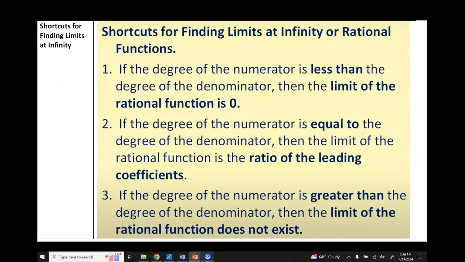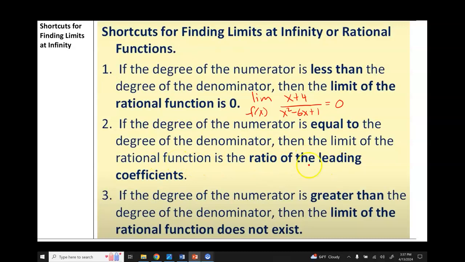If you want a shortcut, if the degree of the numerator is less than the degree of the denominator, then the limit is going to be 0. So for example, if I have the limit of f of x, let's say you have x plus 4 over x squared minus 6x plus 1, where the denominator is bigger than the numerator, the highest power, then that'll be 0.